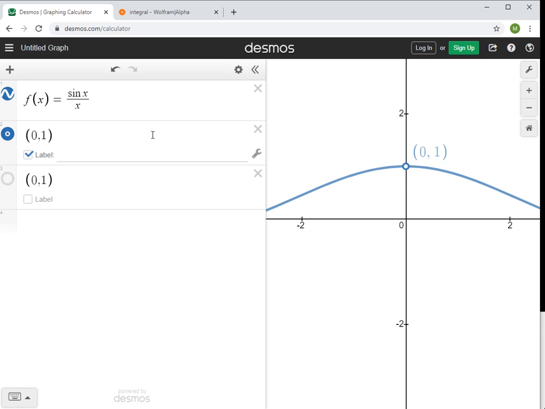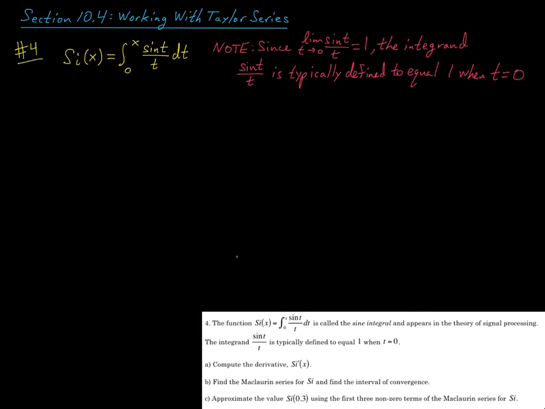So here's a graph of sine t over t. You can see there's this hole here when t is 0 because of the division by 0. And since the function's nicely behaved around 0 and it has a limiting value of 1, if we define the function to equal 1 at 0, we remove the hole, so to speak. We remove the discontinuity. In any event, let's look at part A.